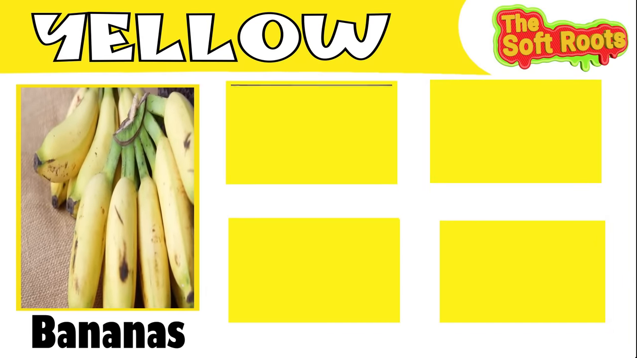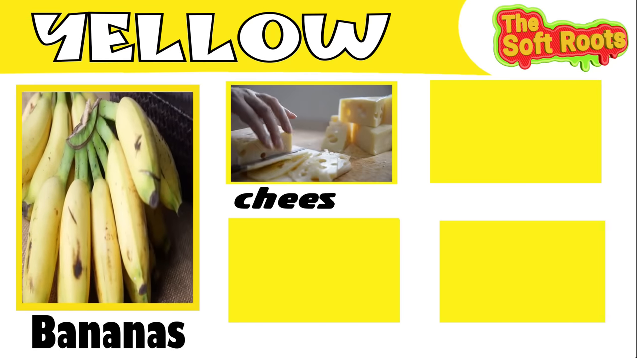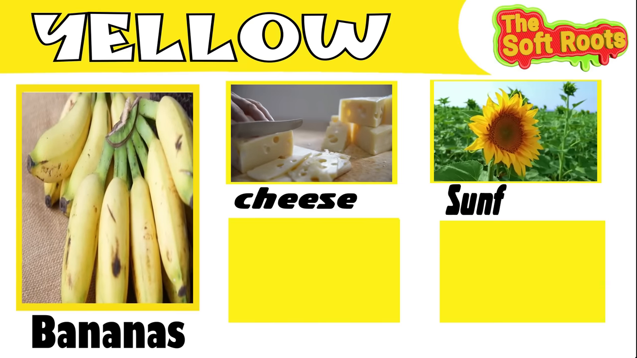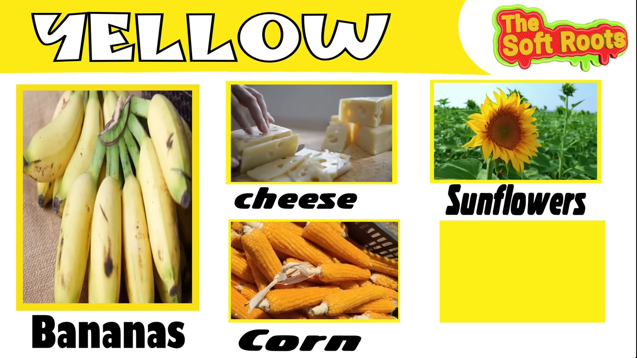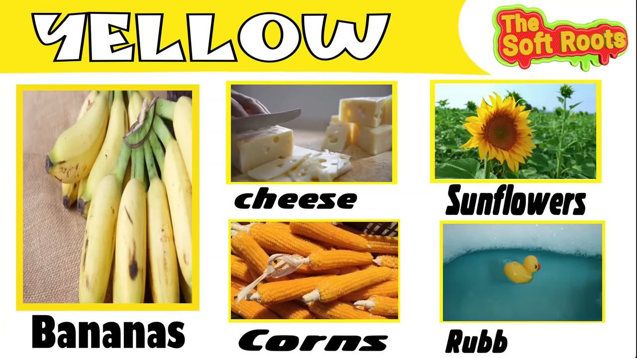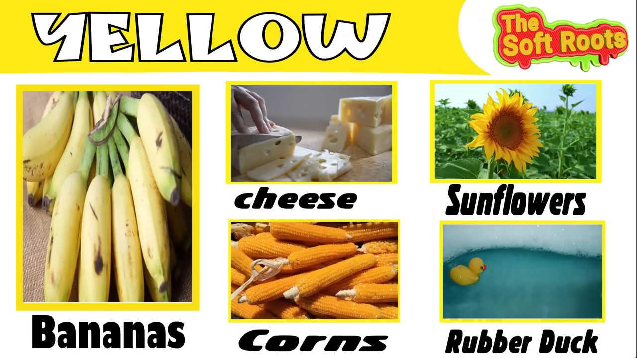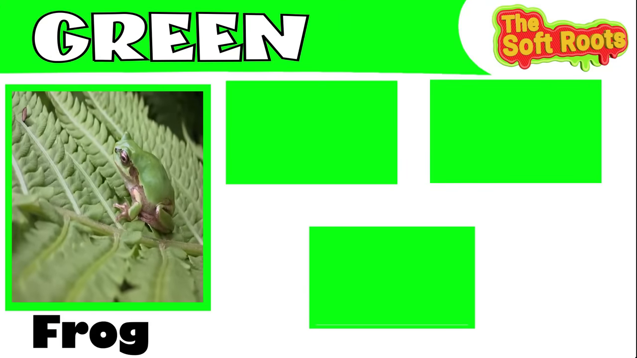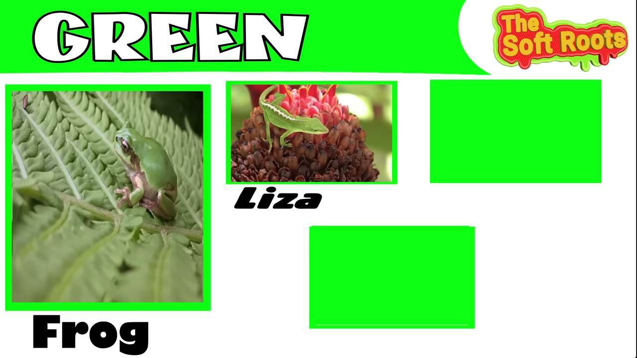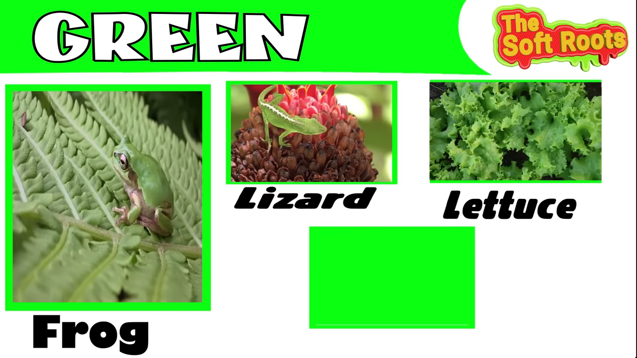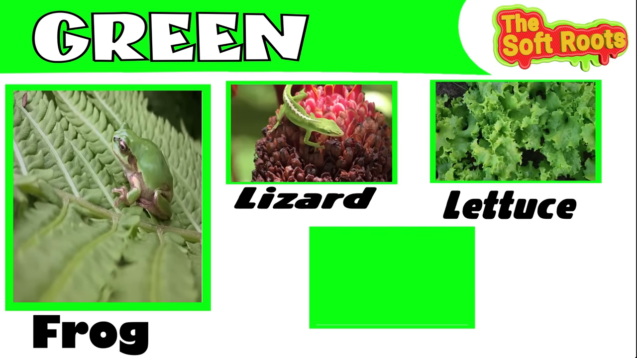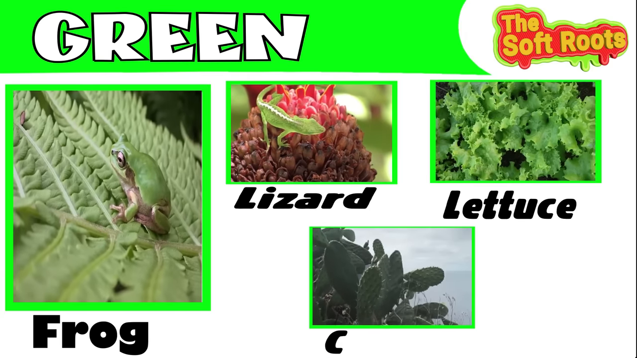It's the color yellow. Bananas. Cheese. Sunflowers. Corn. Rubber duck. It's the color green. Frog. Lizard. Lettuce. Cactus.